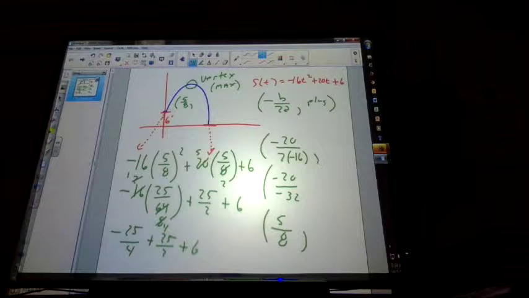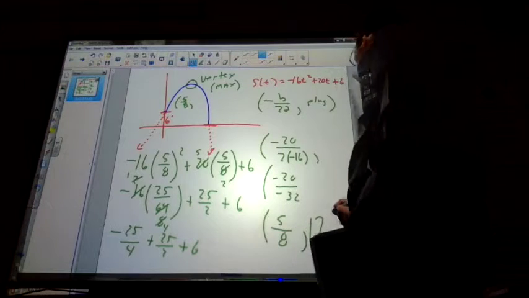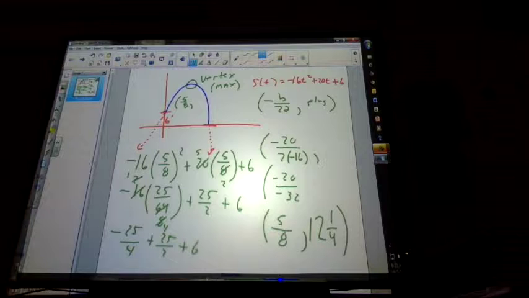So let's do the arithmetic. Does anyone have a calculator to do this? Negative 25 divided by 4, enter, plus 25 divided by 2, enter, plus 6. What is it? 12.25, or 12 and a fourth? Okay, so 5/8 of a second after you release this ball into the air, it's going to reach a maximum height of 12 and a fourth feet. That's how you do that problem.